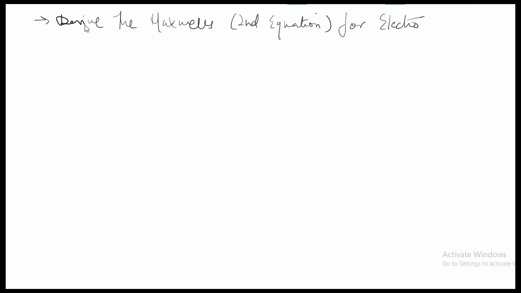In this video we will derive the Maxwell's second equation for electrostatics. What this Maxwell second equation says is that del cross E is equal to 0.